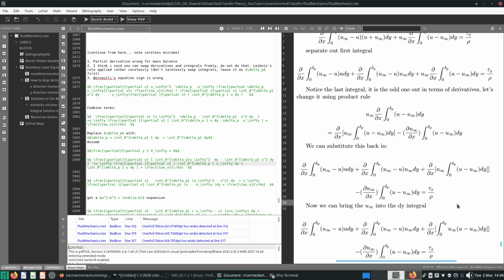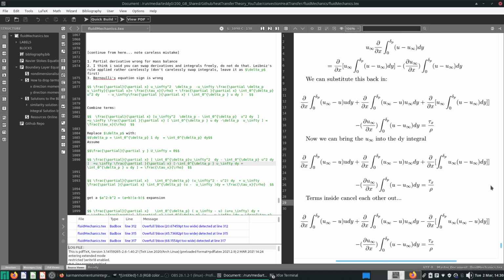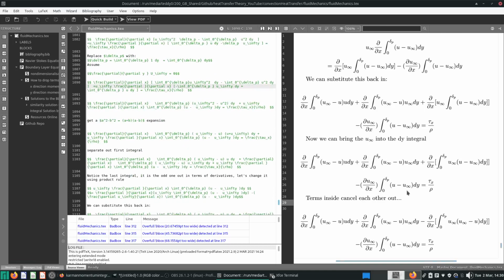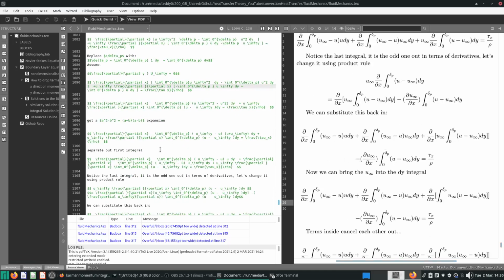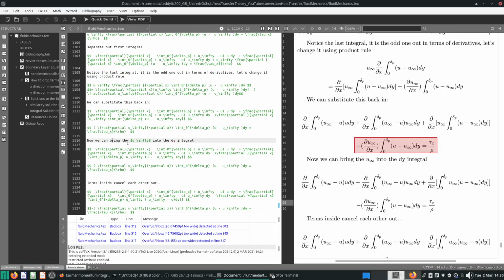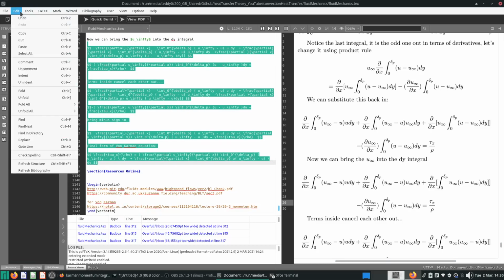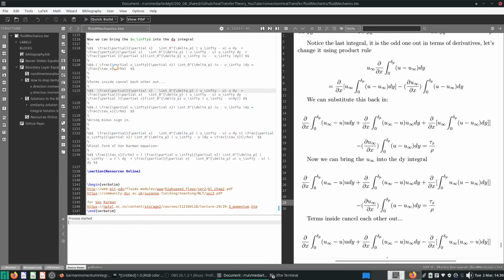Almost there. So let me try something. We just substitute this back in. And now I want to bring u infinity into the integral here because of course it's constant. Oh, now it's so much easier.